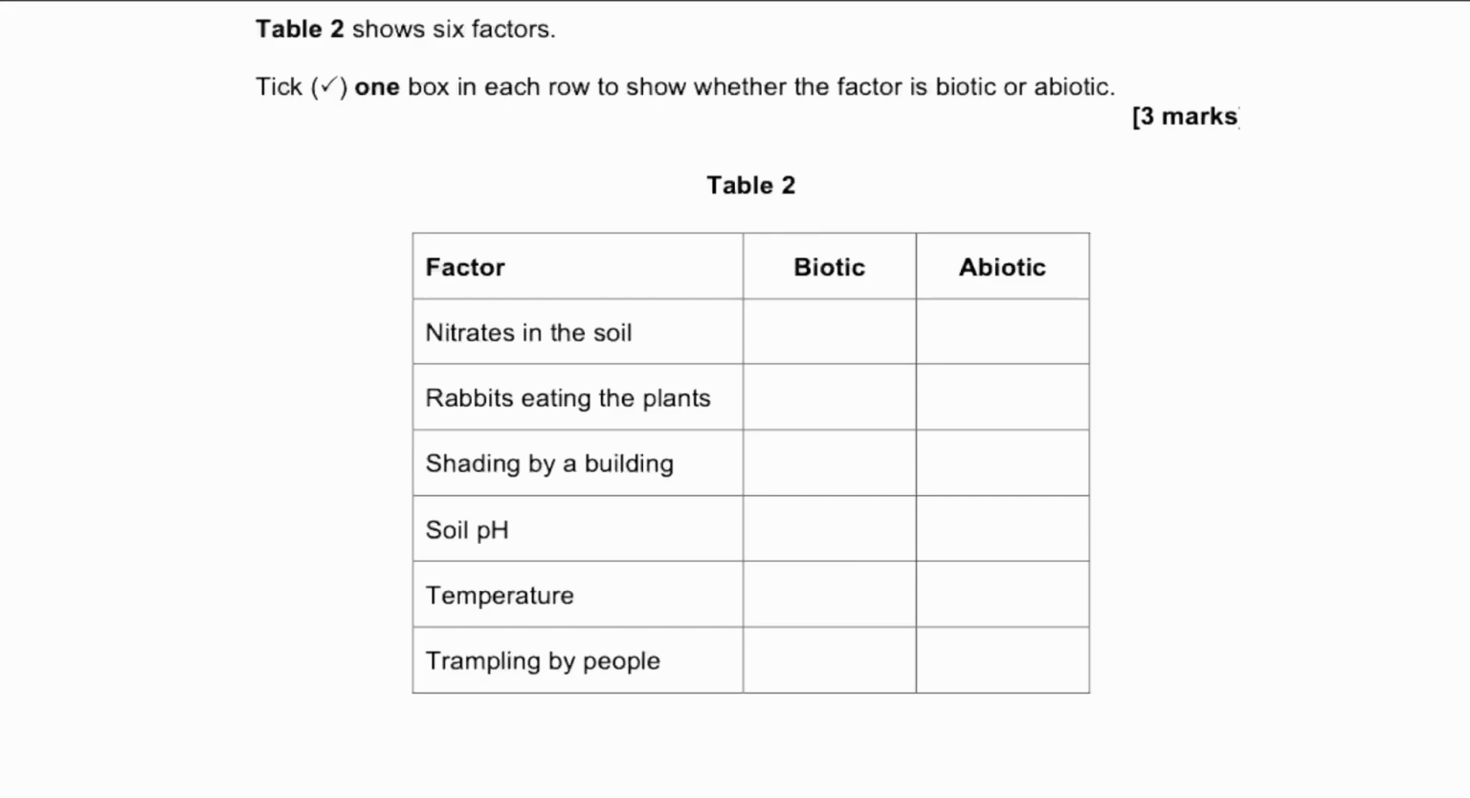So nitrates in the soil: nitrates are not a living thing, so this would be an abiotic factor. Rabbits eating the plants: rabbits are a living thing, so that would be a biotic factor. Shading by a building, again, it's not a living thing, so it'd be an abiotic factor. Soil pH is the chemical makeup of the soil, also an abiotic factor, it's not a living thing. Temperature, again, an abiotic factor of the environment, not a living thing. And trampling by people: people are living things, so that would be a biotic factor.